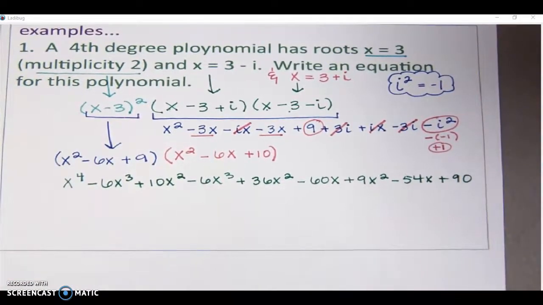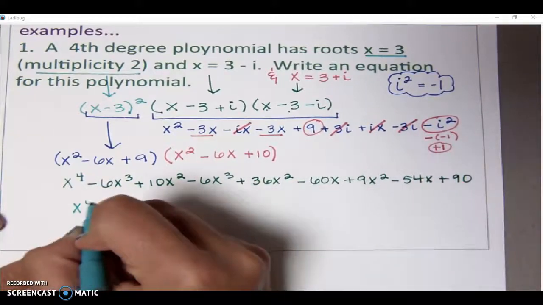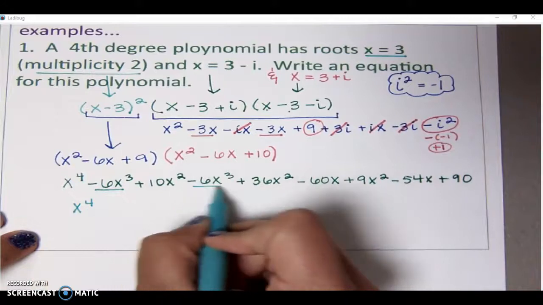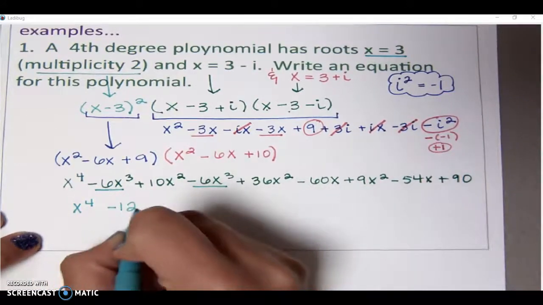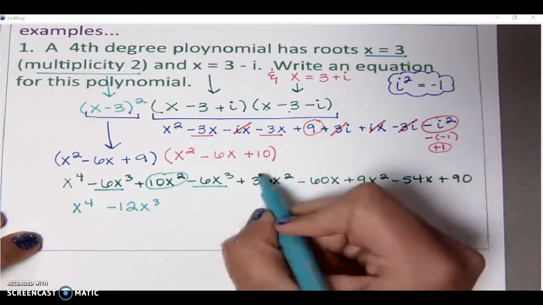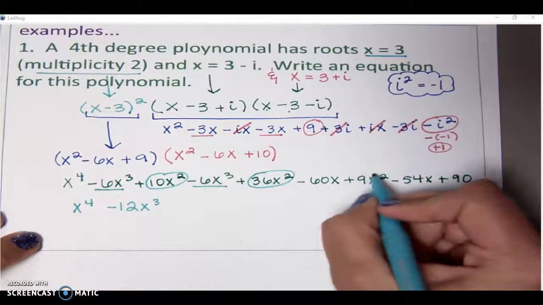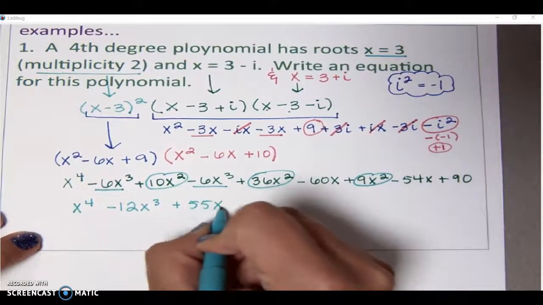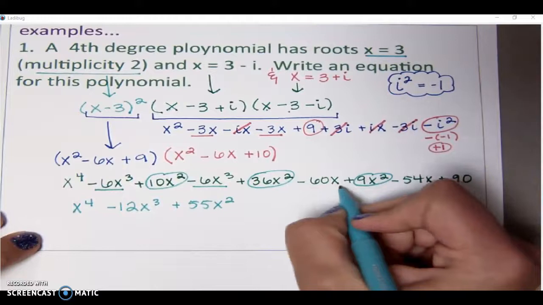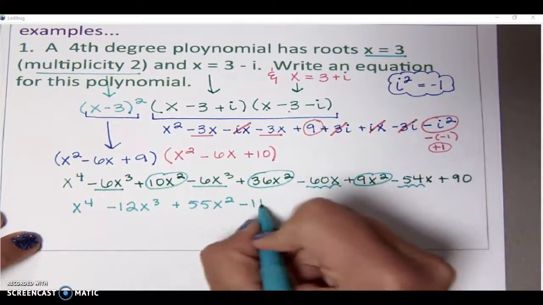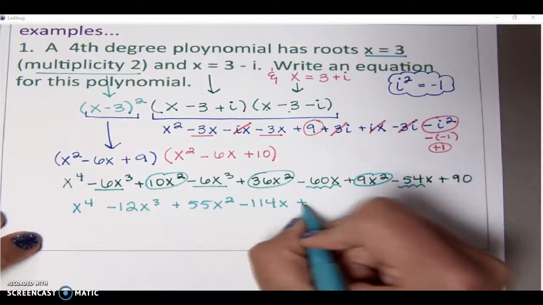So we can just combine our like terms. So x to the 4th. Then I have minus 6x cubed minus 6x cubed, so we're going to have minus 12x cubed. Then I have 10x squared, 36x squared, and 9x squared, so it's going to give me 55x squared. And I have negative 60x and negative 54x, so that's going to be minus 114x. And then I just have that 9.